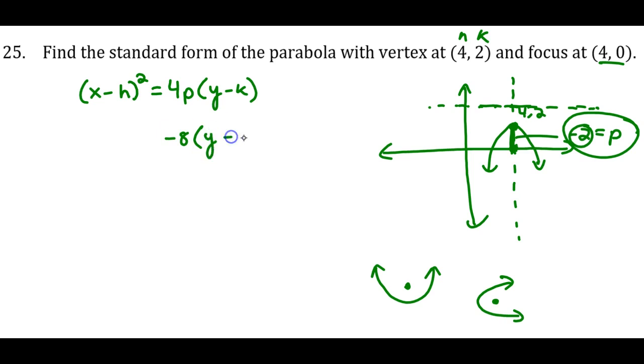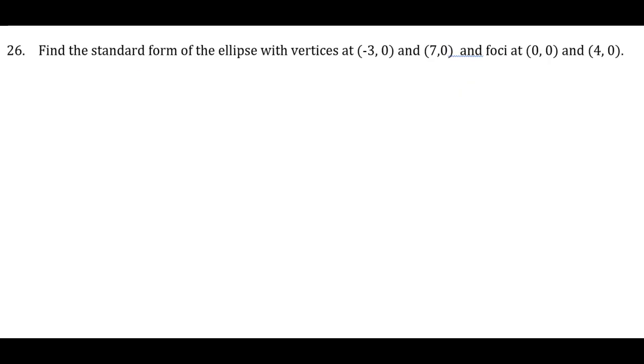And then y minus 2, because we substitute in our k value of +2. And then we get x minus 4 here by substituting in our h value of 4 right there. Now, this should make sense because it's negative. We know that it's going to open downwards. And then we've got our vertex at +4, +2. Okay?